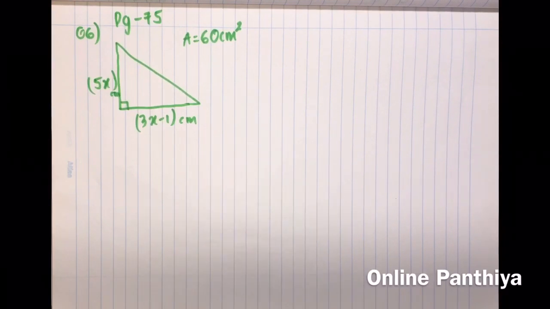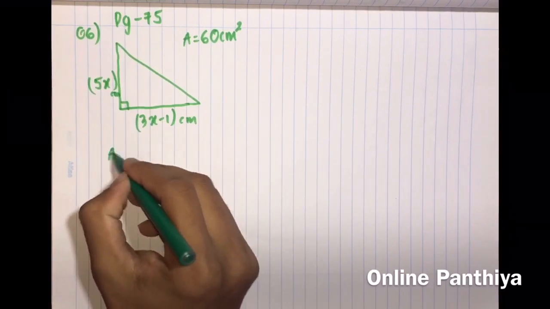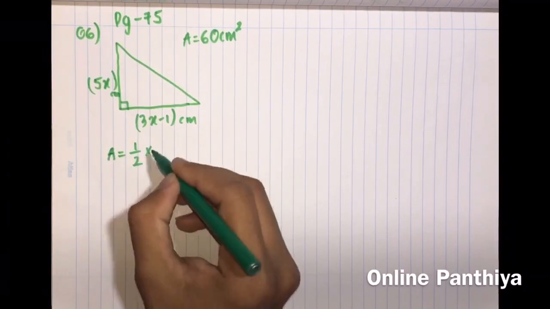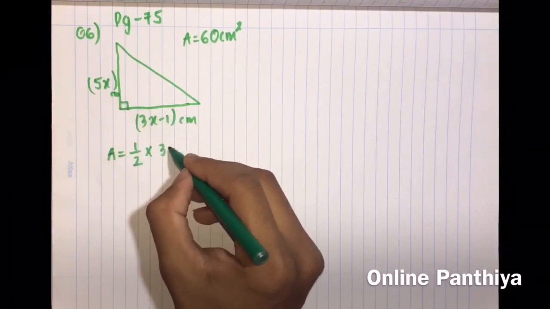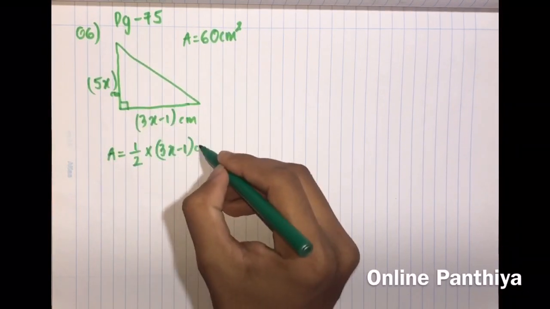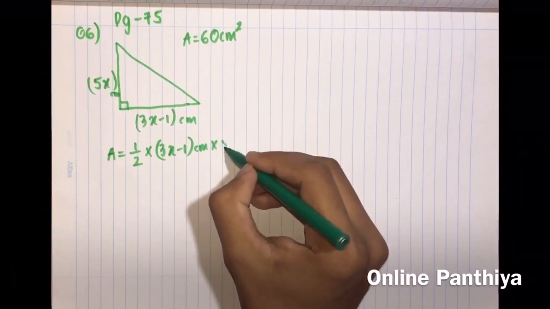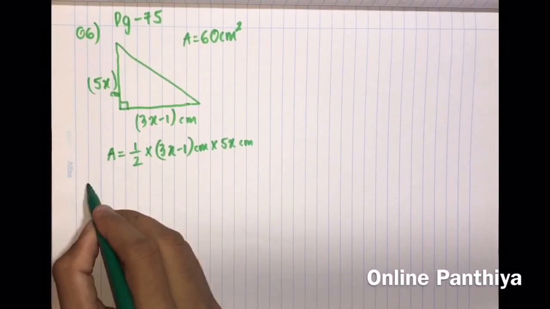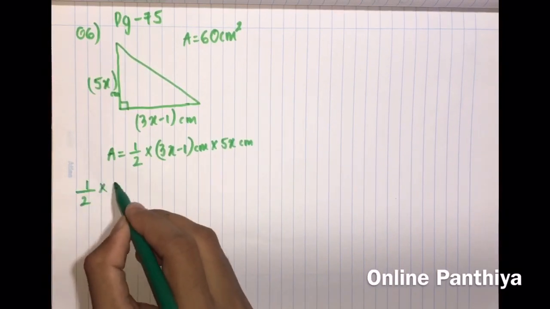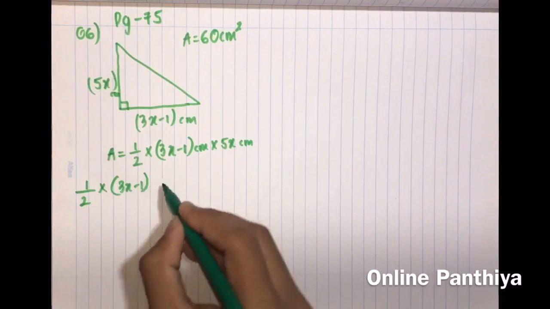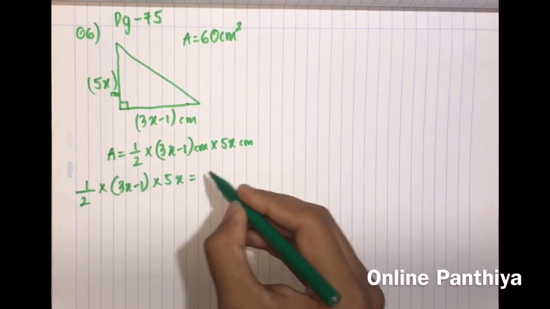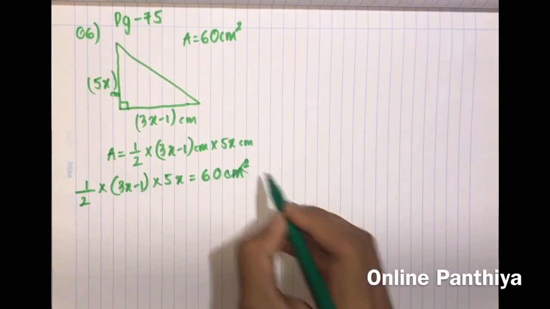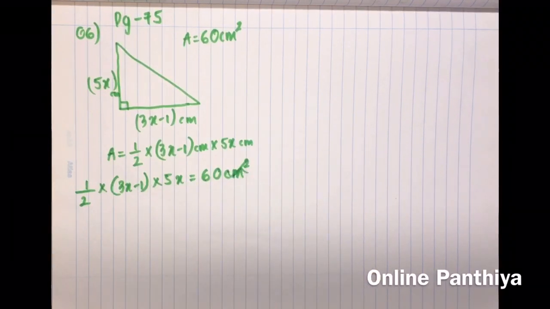How do you normally find the area of a triangle? Yeah, you take A equals half into base. What is the base? 3x minus 1 into what is the height? Yes, it's equal to 5x centimeters. Once you solve this, you have half into 3x minus 1 into 5x equals 60. Now the answer is given, so this will cancel off with the units on the left hand side. Okay, now these are the values left.